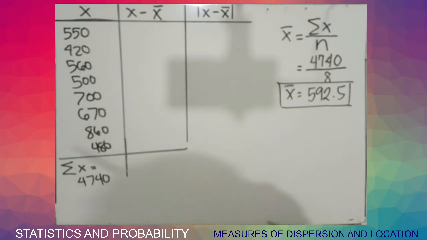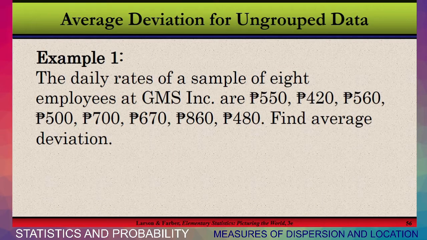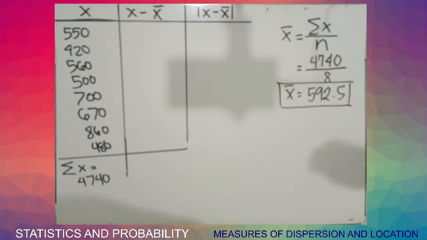Or, balikan natin yung example kanina. So, nakalagay dito, the daily rate of a sample of 8 employees. So, in-indicate kung ilan yung bilang ng employee. So, yun yung magiging value ng ating n natin. Since yung n natin is the total number of observation or measurement. Okay? Okay, yun. So, nakuha na natin yung n natin.